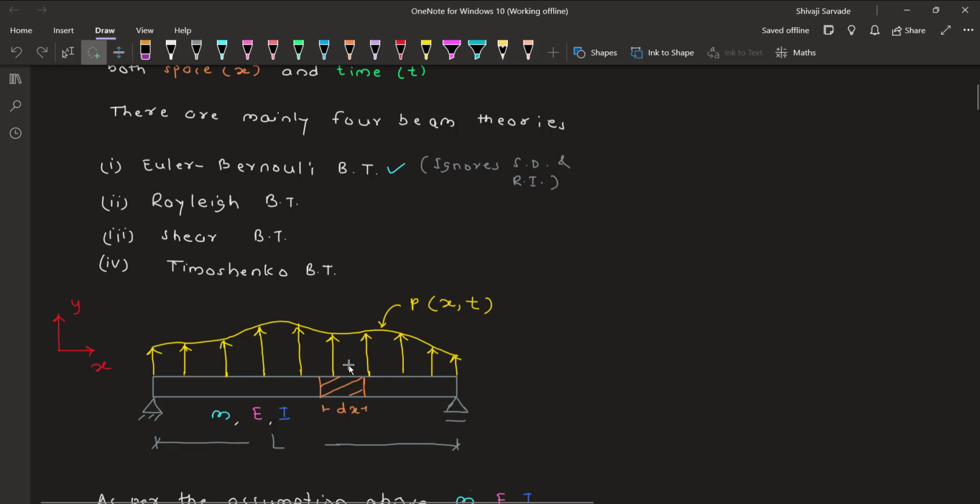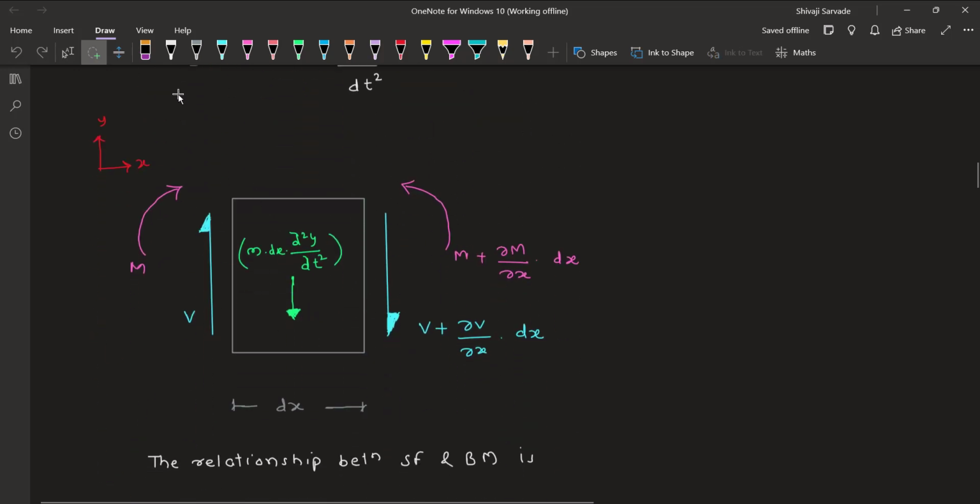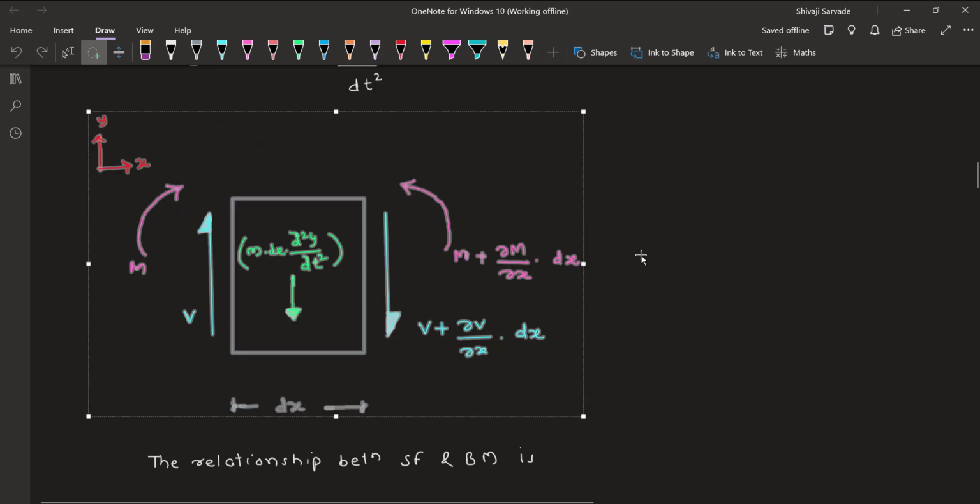Now the inertia force, you all know, is mass times the acceleration. Now the mass of this beam is m. Now we are considering the small segment, so this mass becomes m into dx. Okay, so this entire term is nothing but the mass, and we need to multiply this with the acceleration term, which is nothing but d²y/dt². Now this inertia force has to act in the opposite direction of motion, so it has to act in the downward direction. Now this gives us the complete dynamic equilibrium and free body diagram of the forces.